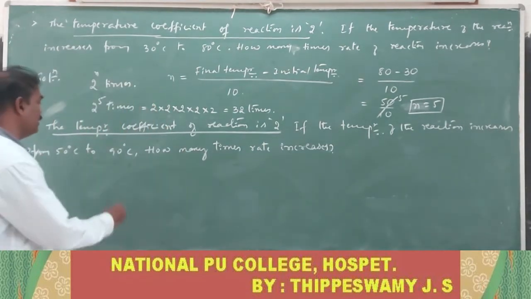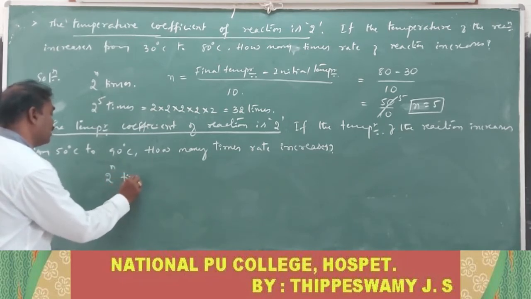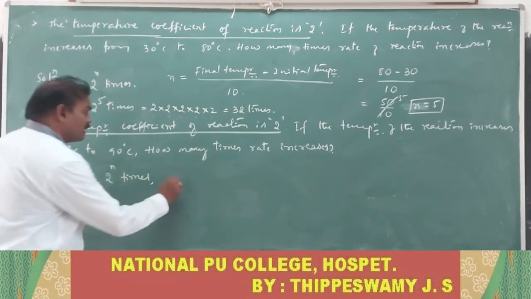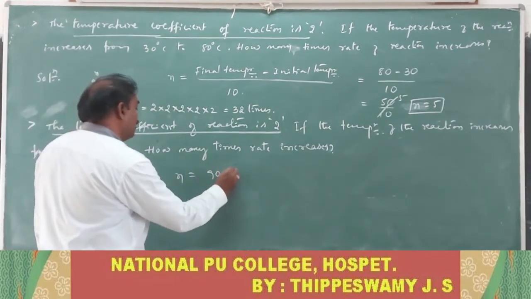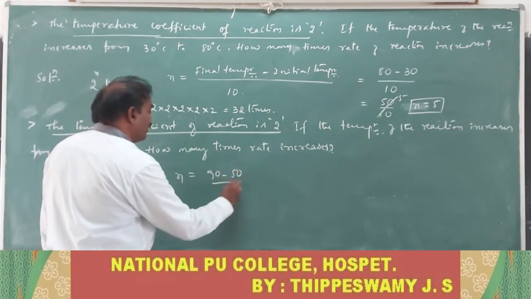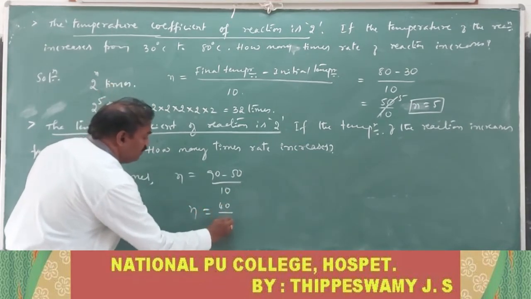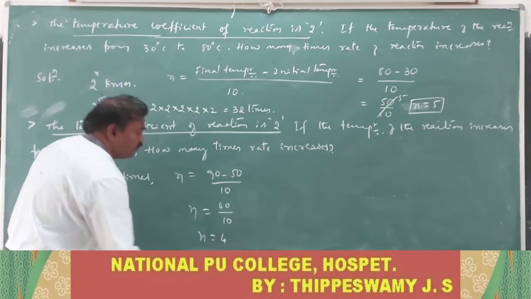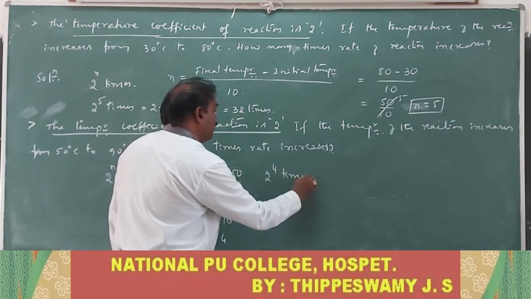Then the rate of reaction increases by 2 to the power n times, we know that. Then what is the value of n? n is equal to final temperature 90 minus initial 50, all divided by 10. So n is equal to 40 by 10, okay? That is 4 only. Then the rate of reaction increases 2 to the power 4 times.